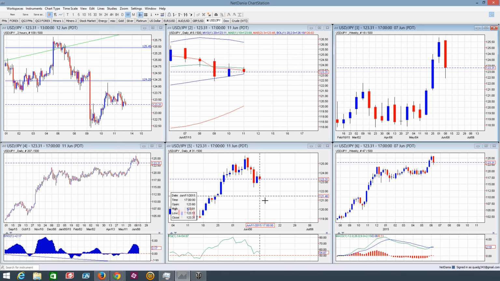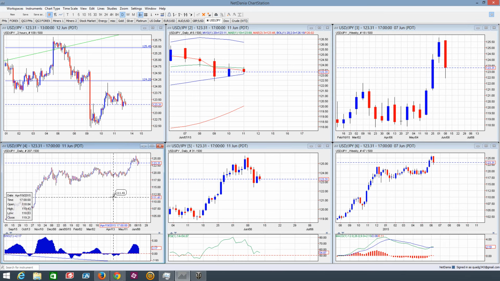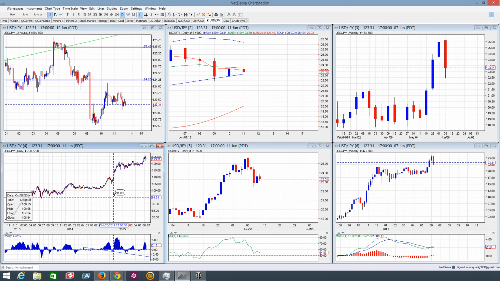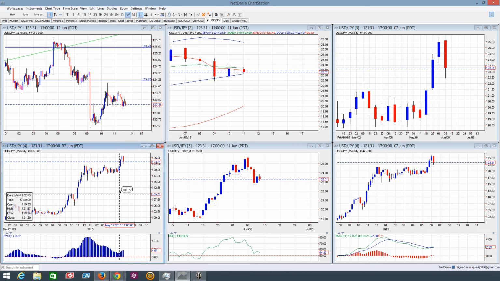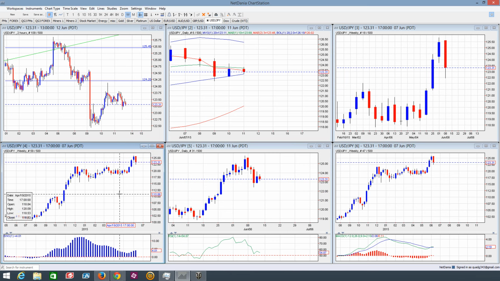Let me back up this a little further. I want to take a peek at the weekly also. On the weekly here, definitely have a negative divergence there too. So that's bearish.